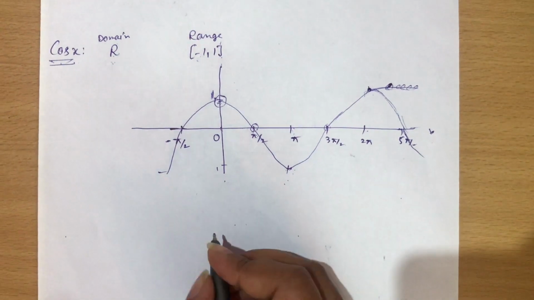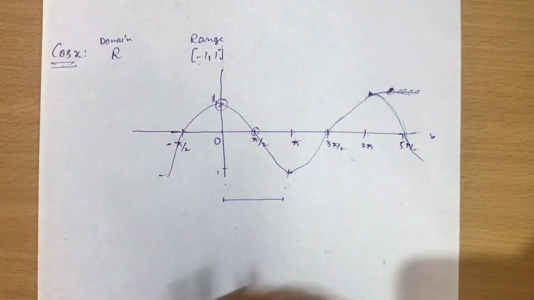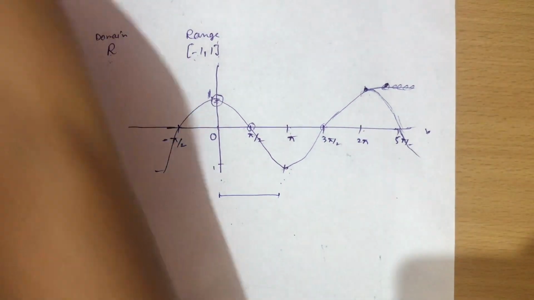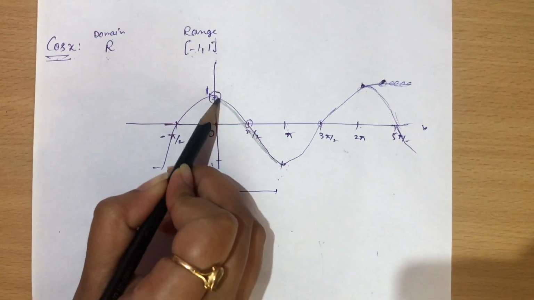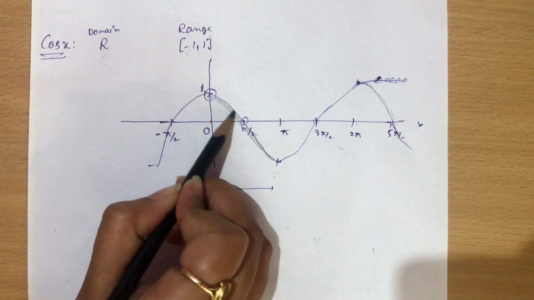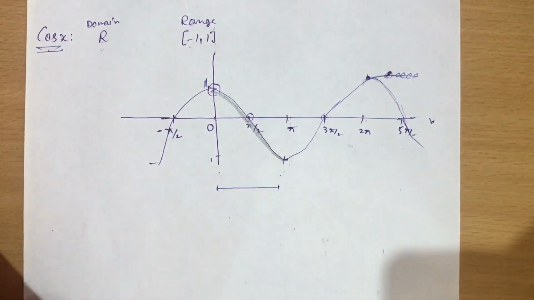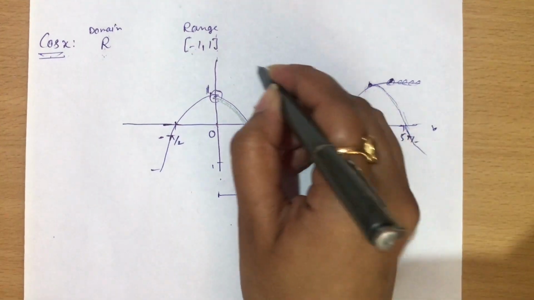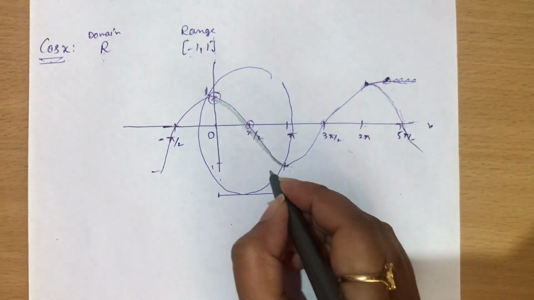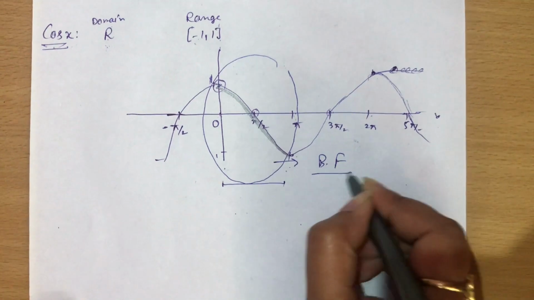So if I take this span as 0 to π, okay, 0 to π, students, so this interval, this is clearly a bijective function. This is one-one, and this function is also onto. So this function is a bijective function.